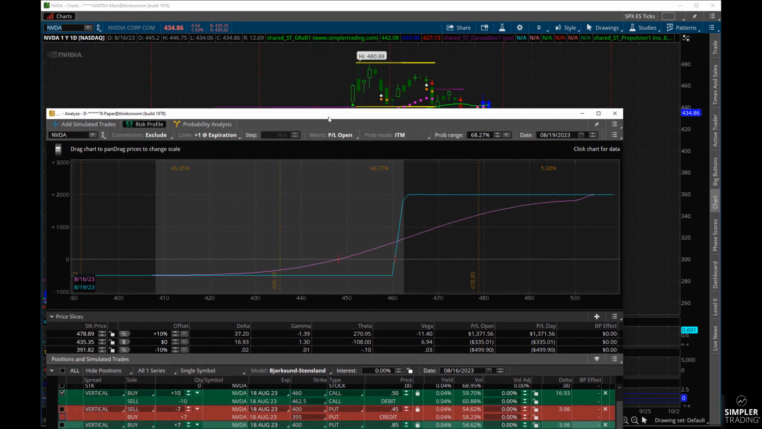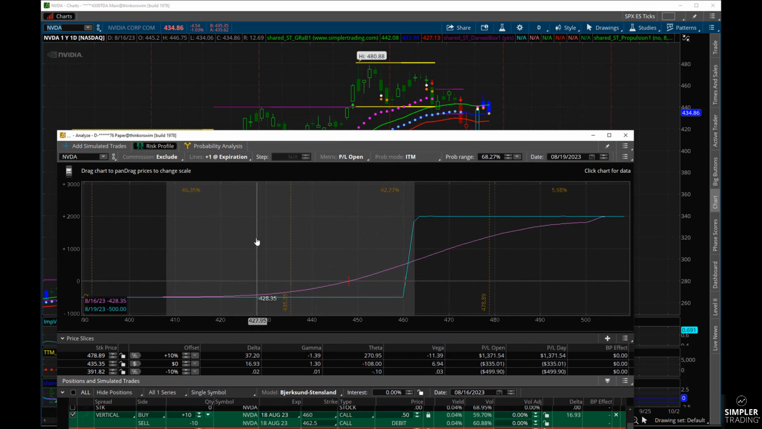Check this out. I'll do it this way. This trade, if you see over here, risks $500, and if we are over 460, about 462.5 actually, it's worth $2,000. So pretty good trade, makes a lot of sense. So we risk $500 over here to make $2,000 profit.